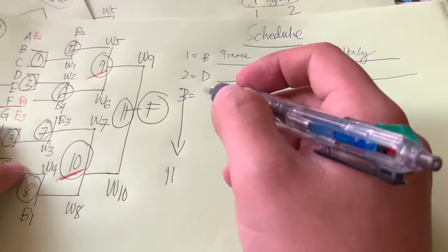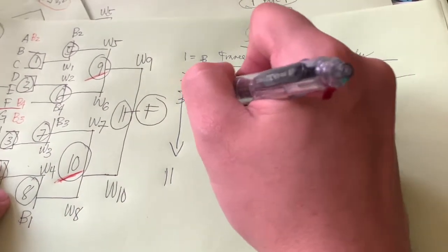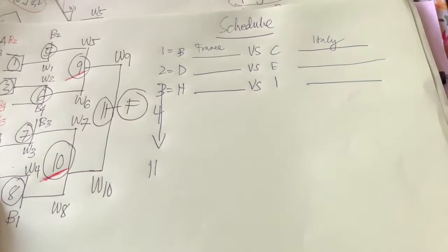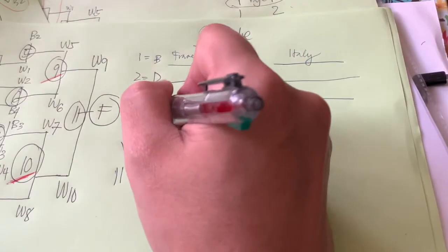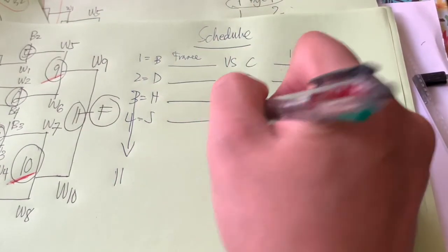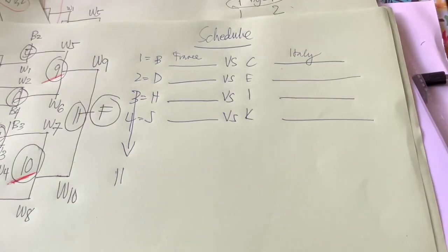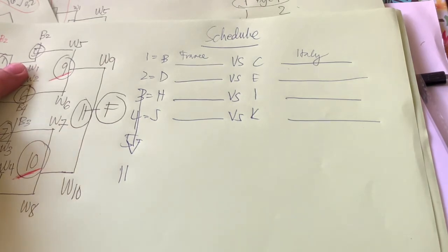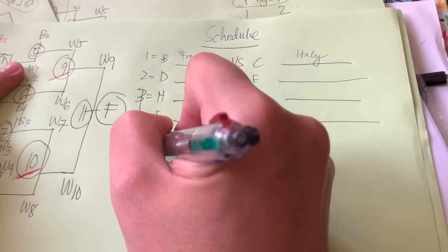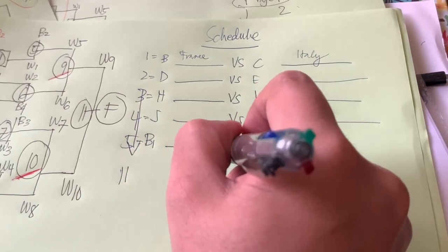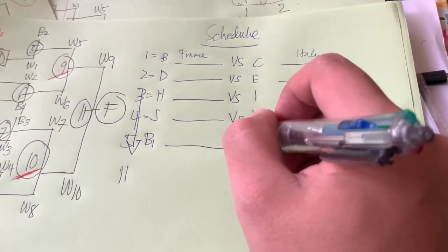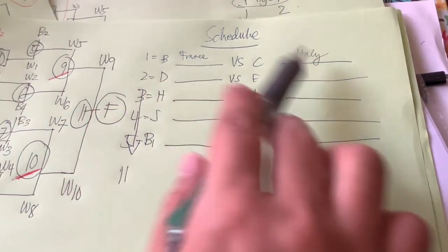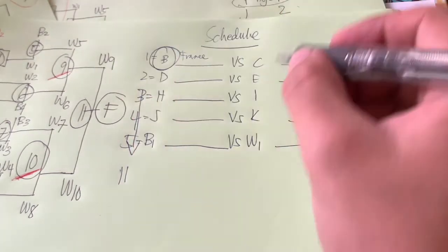Game 3, where is game 3? H versus I. Game 4 is J versus K. Game 5, where is game 5? Oh, now game 5 is the second round. We will have bye 1, the name of the team, versus winner 1. The winner between these, if for example B wins, we'll put B team here.